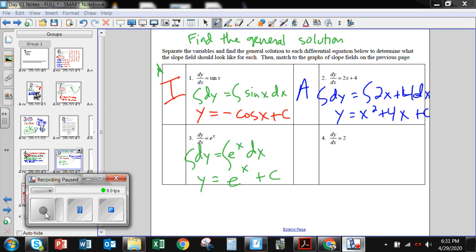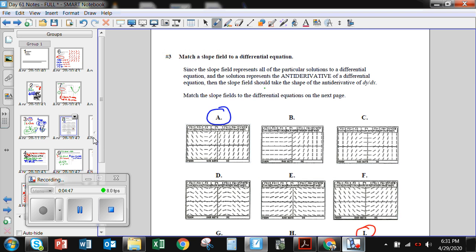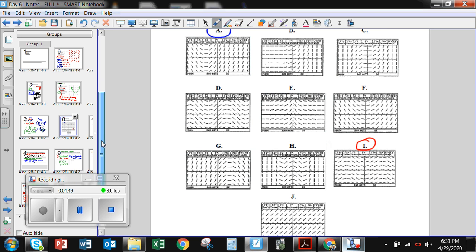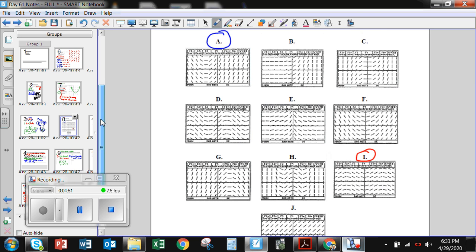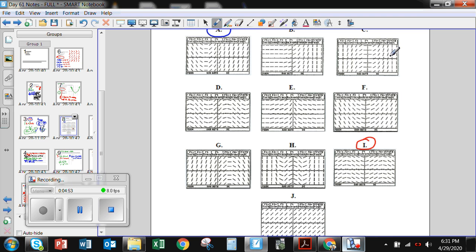And keep going. In the third one, again, we multiply both sides by dx and take the integral of both sides: y equals e to the x plus c. That is going to end up being an exponential growth. e is just a constant. So that was one that looks like the cube. This looks like it's a sinusoidal function.